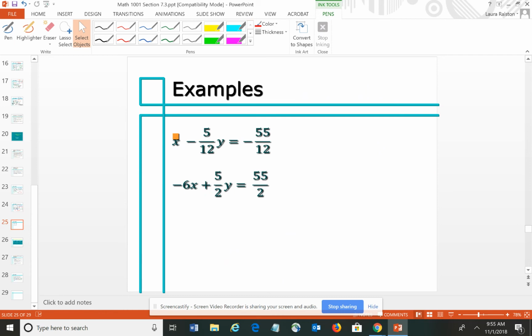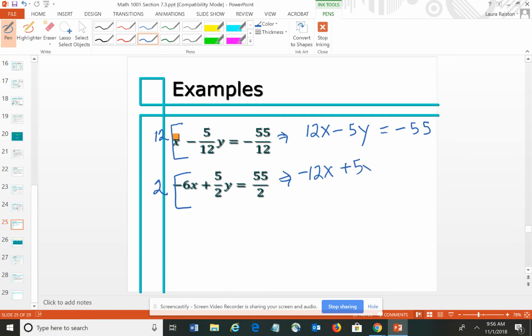All right, one more, and this one gets a little bit messier because it starts out with fractions. So quite honestly, the first thing I would want to do is eliminate the fractions from both of the equations. I notice in the first equation, I have a denominator of 12, which is going to give me 12x minus 5y equals -55. The second equation has a common denominator of 2, so I'm going to multiply the equation by 2, and I get -12x plus 5y equals 55.